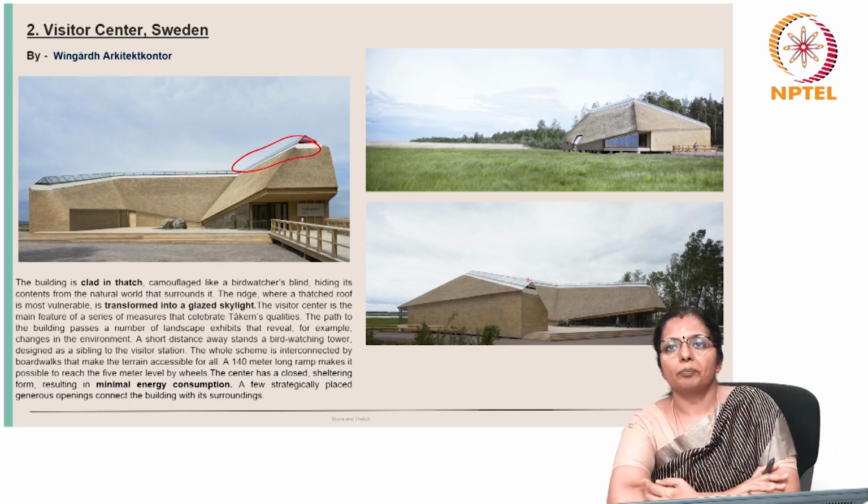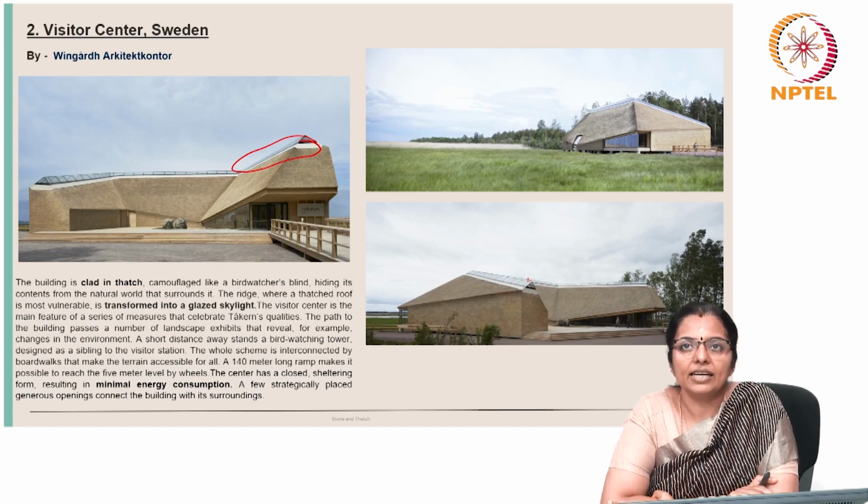So, the ridge becomes the glazed skylight, and the visitor center is the main feature of a series of measures that celebrate the place's quality. The path to the building passes a number of landscape exhibits that reveal, for example, changes in the environment. A short distance away stands a bird watching tower designed as a sibling to the visitor station. The whole scheme is interconnected by boardwalks that make the terrain accessible for all. A 140-meter long ramp makes it possible to reach the 5-meter level by wheels.